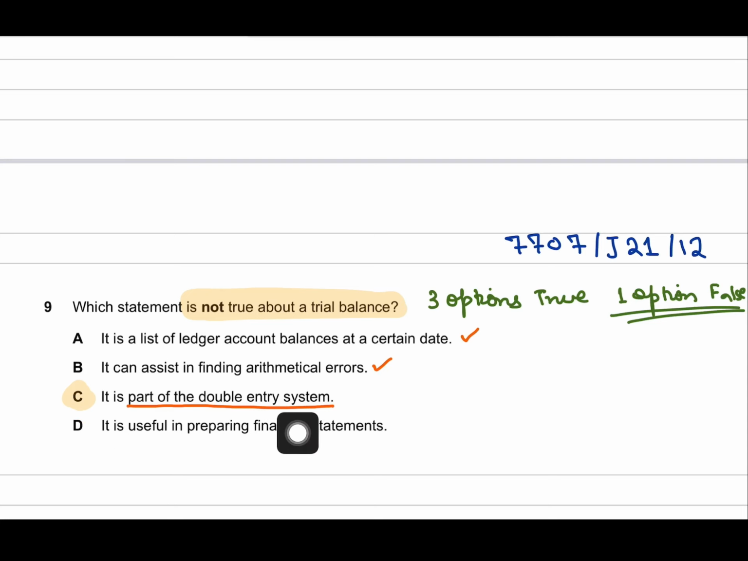That is, it is false. Trial balance is not part of the double entry system. It just shows the account balances at a particular date. And what does the last option say? It says that it is useful in preparing financial statements. Of course, it is very useful, because after the extraction of trial balance, we prepare the income statement and the statement of financial position from the trial balance. So, option C is the correct answer.